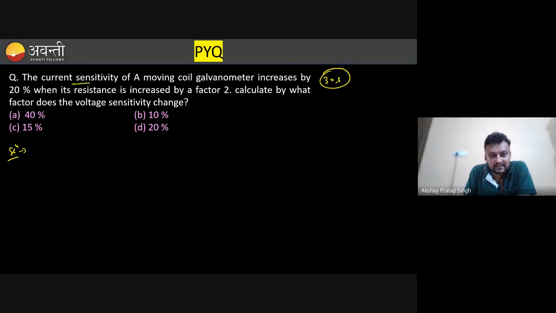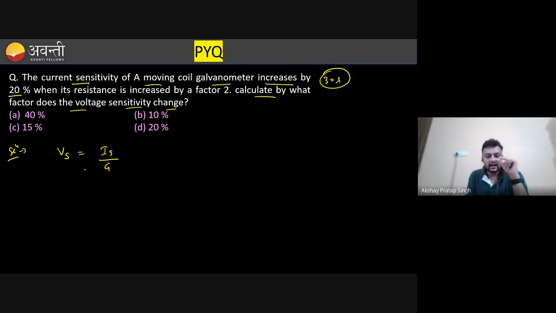The question says the current sensitivity of a moving coil galvanometer increases by 20%. Do you remember the formula of current sensitivity and voltage sensitivity? Calculate by what factor the voltage sensitivity changes. You should remember the relation between them. Voltage sensitivity is the current sensitivity divided by the resistance of the galvanometer, denoted by G. So Vs equals Is over G.